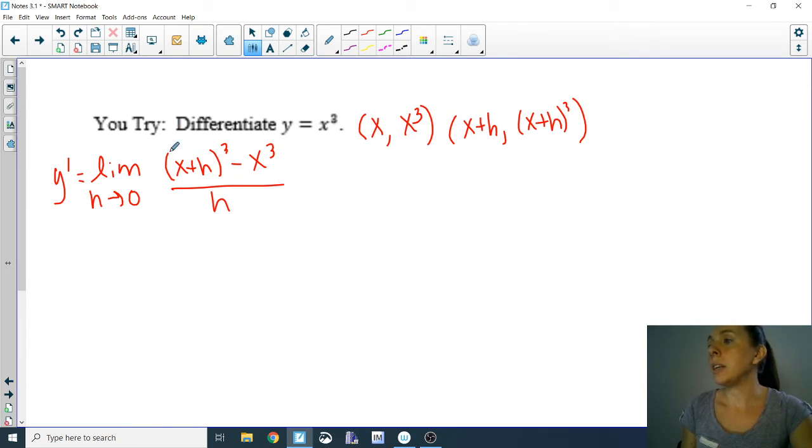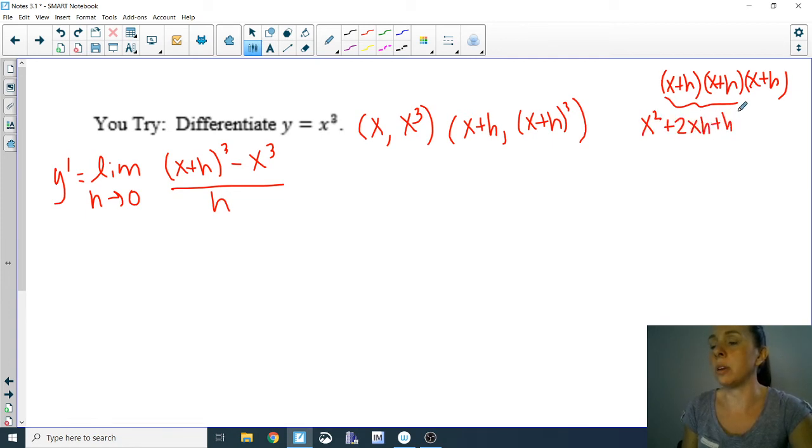Now, x plus h quantity cubed, that might be some side work that you need to do up here. It's x plus h times x plus h times x plus h. When you FOIL here, we just did that. We got x squared plus 2xh plus h squared. Put parentheses around that, bring down the additional x plus h, and now you're just distributing the x to each of these pieces.